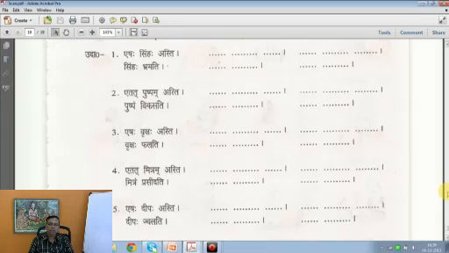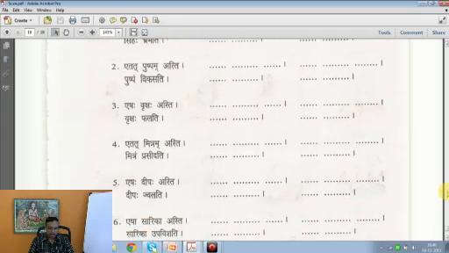Then third one is masculine again. Eshaha vrikshaha asti. This is a tree. Etau vrikshau staha. Ete vrikshaah santi. Masculine. We will write out after that. Then the next one is vrikshaah phalati, vrikshau phalatah, vrikshaah phalanti.